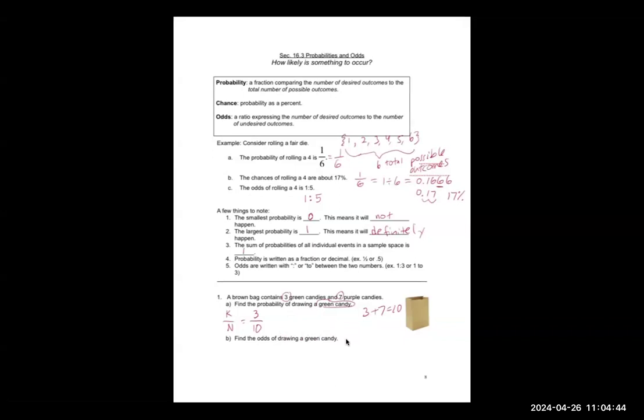So the odds of drawing a green candy are the number of ways that I can draw a green candy compared to the number of ways that I cannot get a green candy. So there's 3 green candies, and I'm going to take the total number of possible outcomes and subtract 3. And that's going to give me the ways that I don't get what I want. So that's 7. So that's my odds of drawing a green candy, 3 to 7.